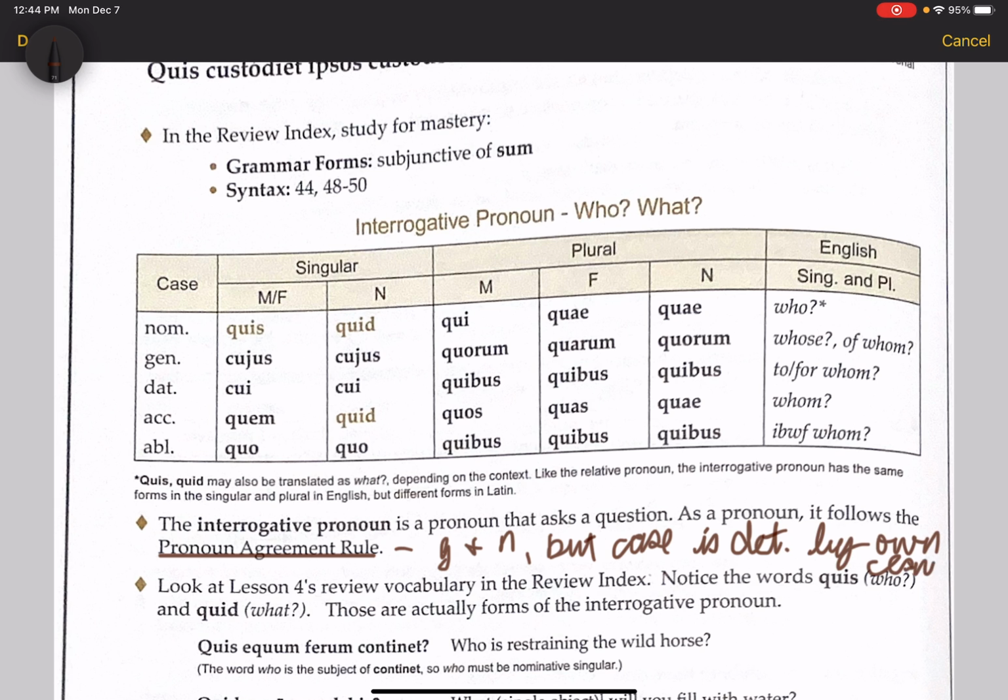Okay. If you looked at Lesson 4's review vocabulary, you would notice that the word quis, who, and the word quid, what, are actually just forms of the interrogative pronoun. So quis is the form for who, and quid is the form for what. All right?